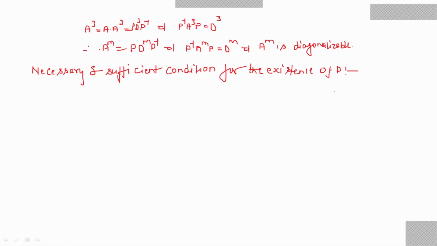Okay, so when will P exist? What should be the necessary and sufficient criteria for diagonalizability? A square matrix A of order n is said to be diagonalizable if it has n linearly independent eigenvectors.